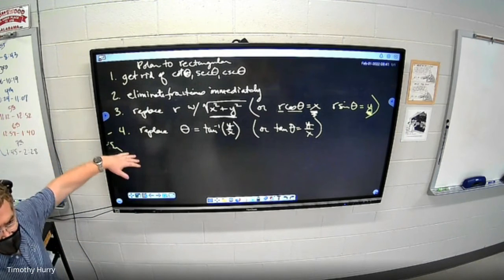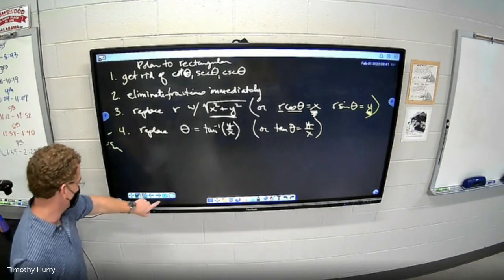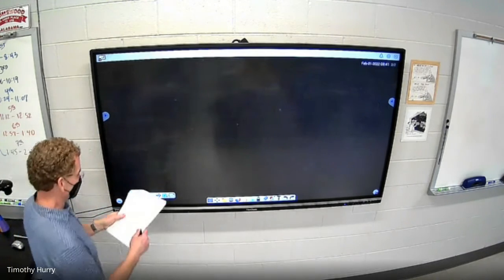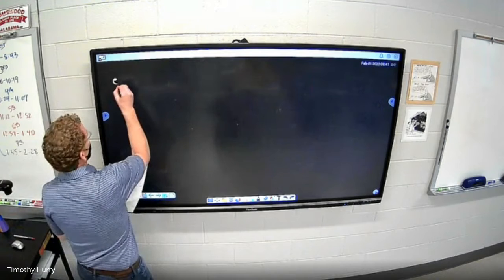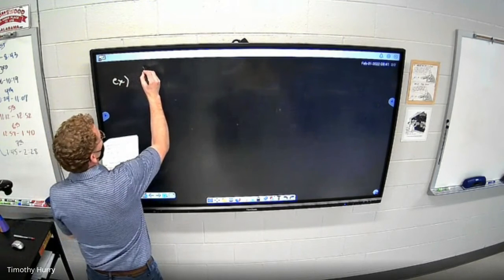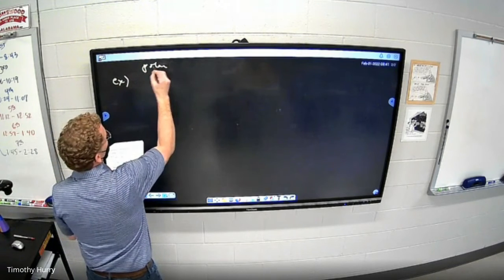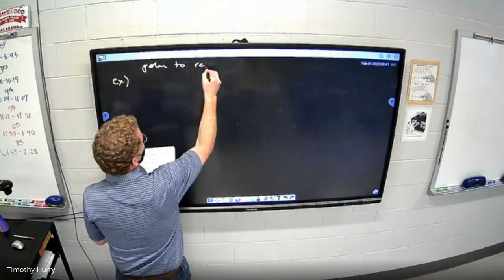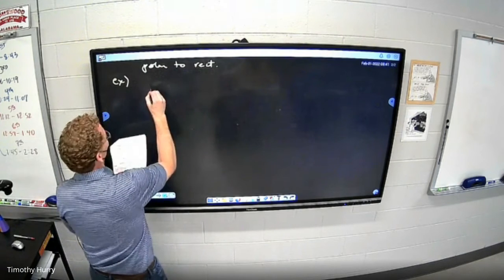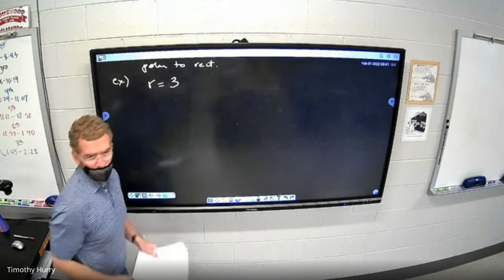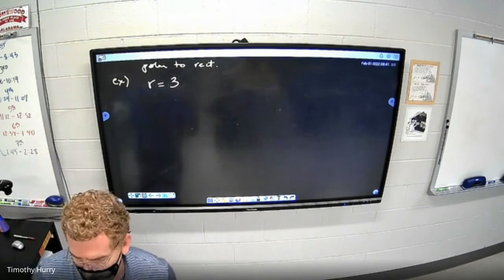Does everybody have that? All right, I'm going to a new page. It's still there if we can come back to it. So first example, I am changing on all of these from polar to rectangular. So your first one, r equals 3. So I need to get rid of r. What is r equal to?